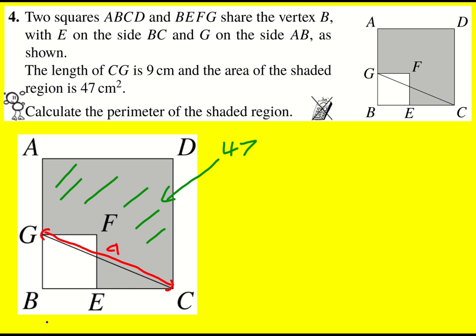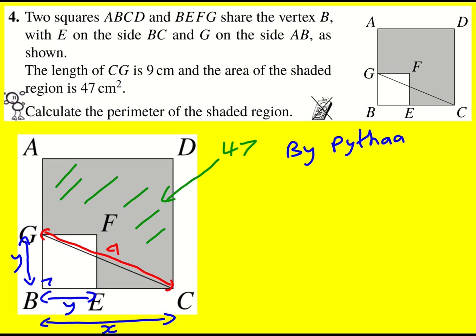The way we can do this is by labeling the sides of the square. I'm going to call this one X for the bigger square, and the smaller square can have length Y. That means this is also Y, and suddenly I have a right-angled triangle with a height of Y, a length of X, and longest length 9. Therefore, I can use Pythagoras. So it's going to be X squared plus Y squared is equal to 9 squared, or 81.